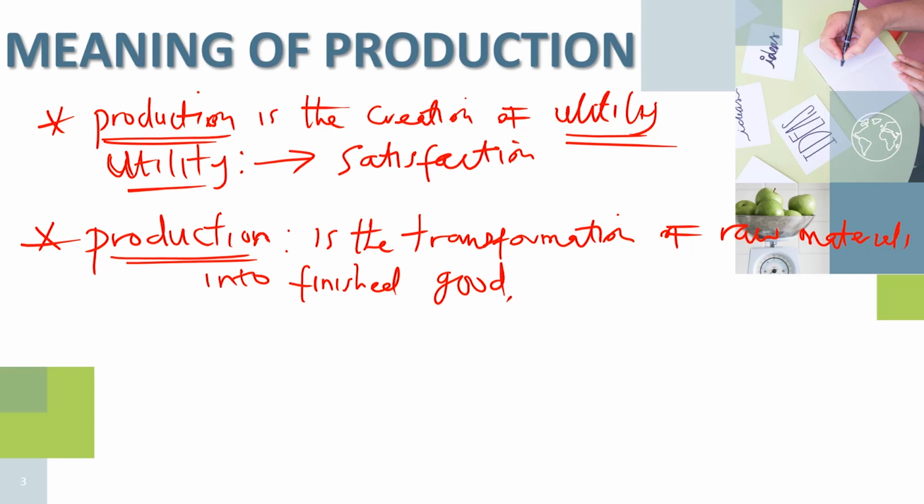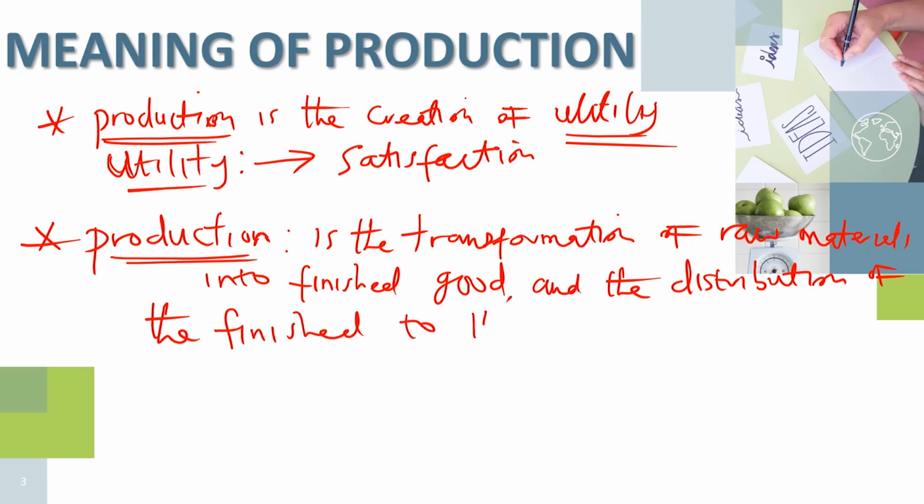That is not all. And the distribution of the finished goods to the final users, or final consumers, to the final users. You can see now, the second definition says, production is the transformation of raw materials into finished goods and the distribution of these goods to the final users.